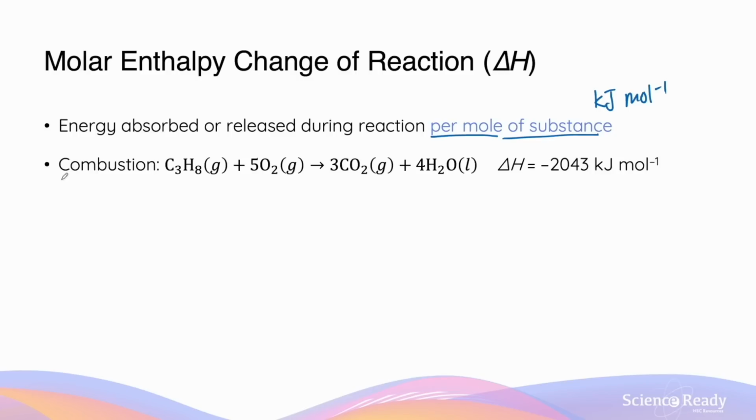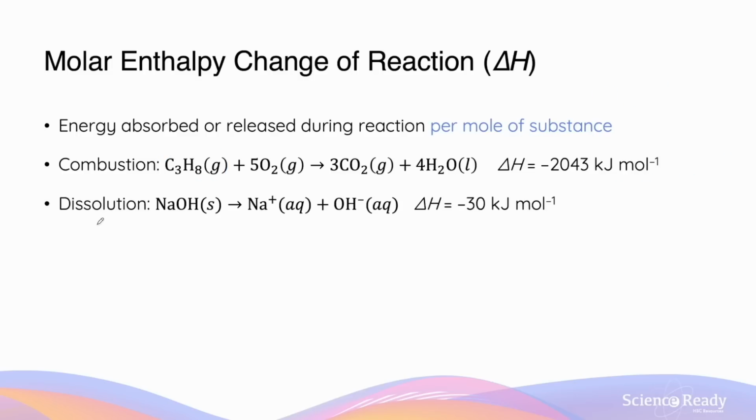For example, in the context of combustion reactions of a hydrocarbon or any fuel which produces carbon dioxide and water, the molar enthalpy change refers to per mole of the fuel. So in this case, in the complete combustion of propane, C3H8, the molar enthalpy refers to the fact that this reaction produces 2043 kilojoules of energy for every mole of propane gas combusted. So this per mole is not referring to any other substance in the reaction. It is specifically referring to the number of moles of the fuel that's burnt.